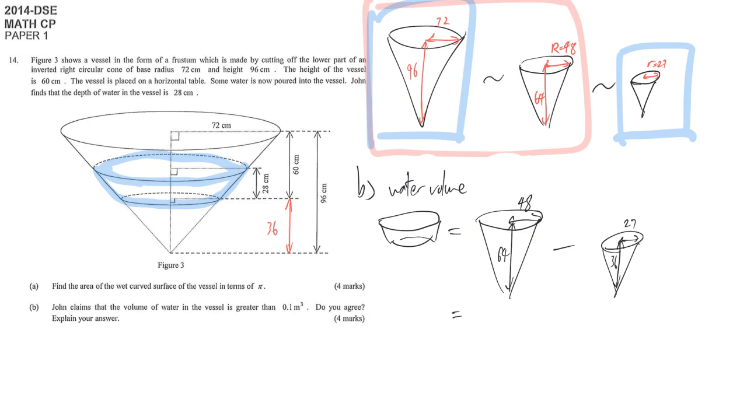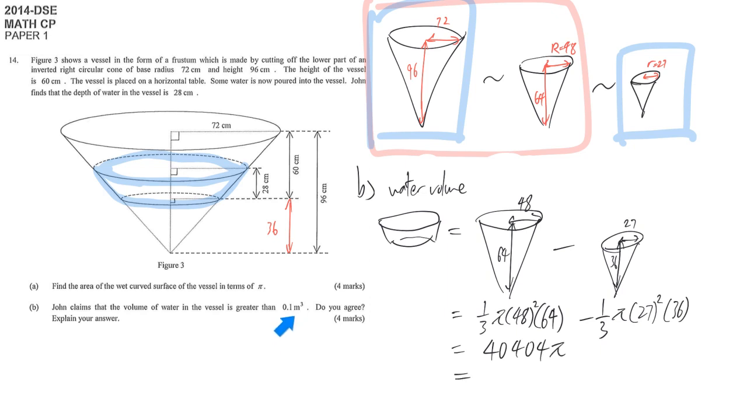So it's very straightforward. The volume is just equal to 1 over 3 pi radius square times the height of the cone, minus another cone. We get 40404 times pi. Then because this one is without pi, we have to use a calculator, times 3.14 something. Then we find that it's 126,933, approximate, correct to the nearest integer, cm power 3.